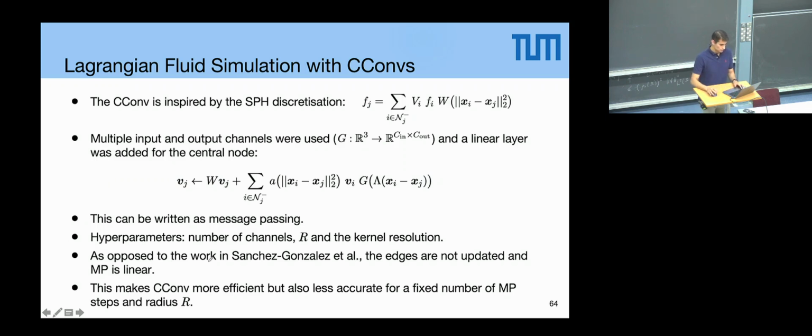And as you may notice here, this message passing function is linear. We don't have any activation function. So every time after we apply this message passing layer, we need to apply an activation function.